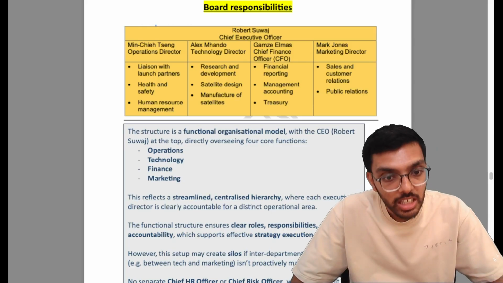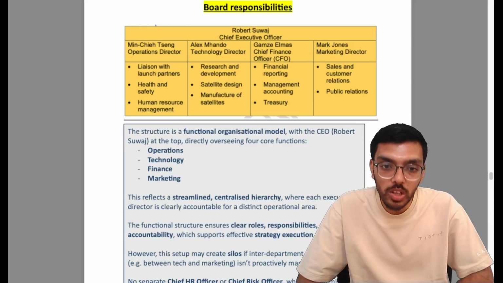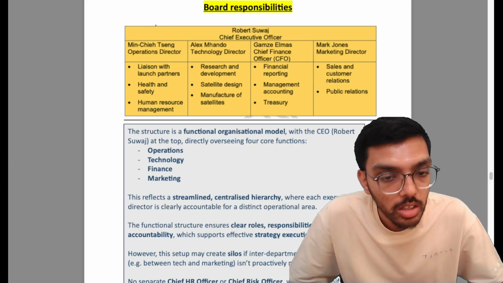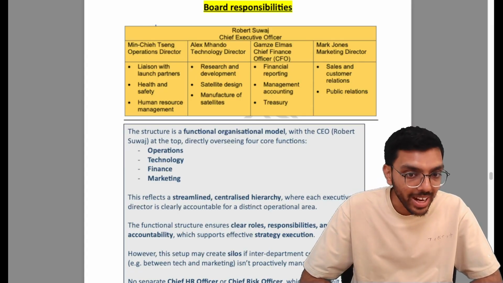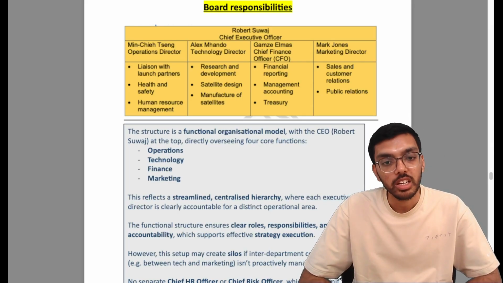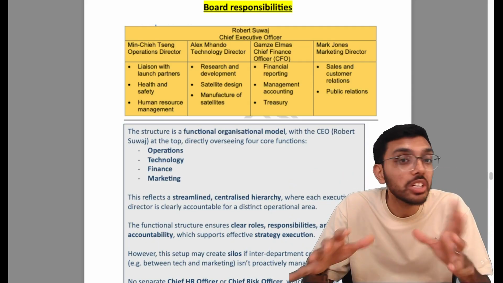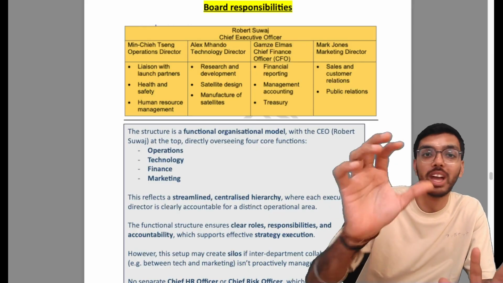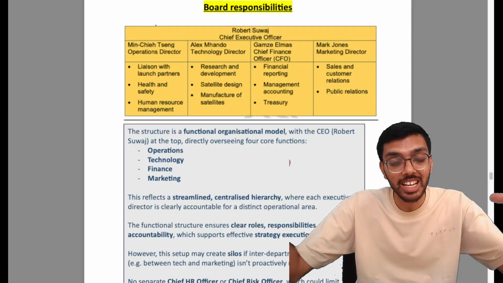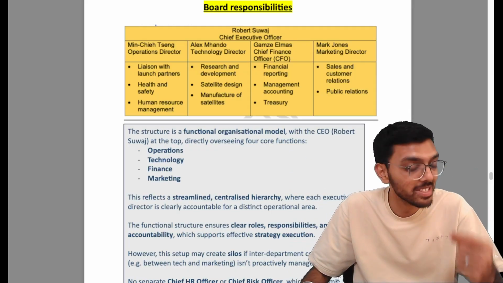The functional structure here ensures clear roles, responsibilities, and accountability, which supports effective strategy execution. However, this setup will create silos if inter-department collaboration is not good. So we need to ensure that everybody is well educated, different departments, good thing. But there has to be good cohesion between the departments as well, because at the end of the day, it's one company.